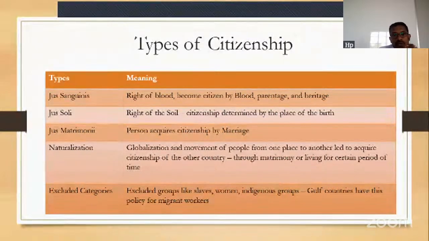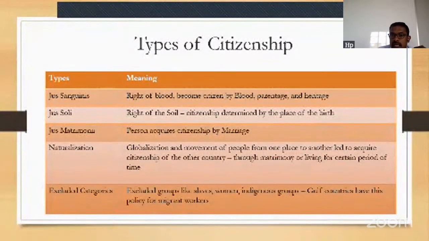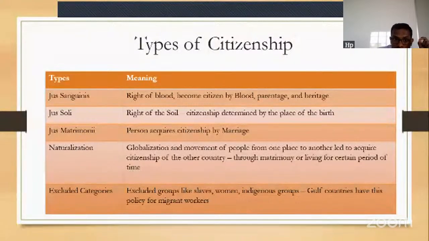Jus soli is the right of soil: citizenship determined by the place of birth. So if I was born in the US but my parents are Indians, I have Indian citizenship. But there are countries where, if you take birthplace into account, they automatically give citizenship.